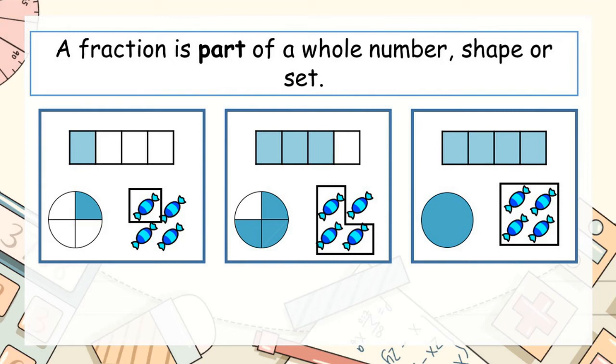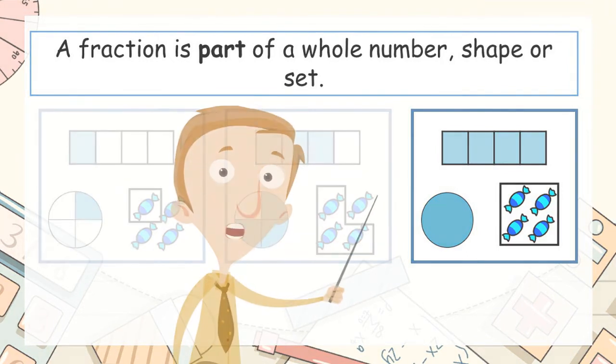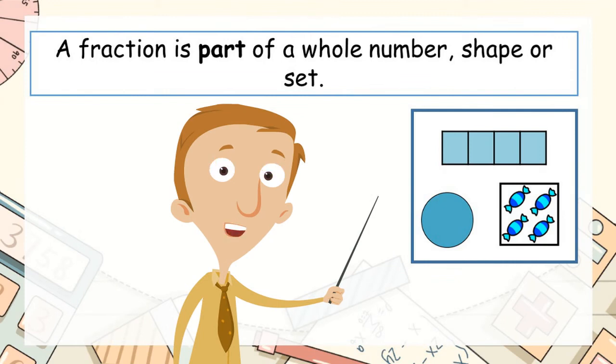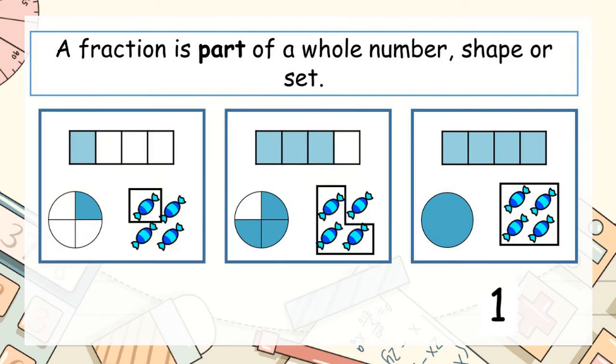Which one of these 3 boxes down below does not show a fraction? Pause the video and see if you can figure out which one it is. Well, remember, a fraction is a part of a whole number, shape, or set, and this picture here does not show a part. Instead, it shows the whole thing. A whole circle, a whole bar, and a whole set of 4 sweets. So this is not a fraction. This is a whole. Fractions are smaller than a whole number, shape, or set of objects.